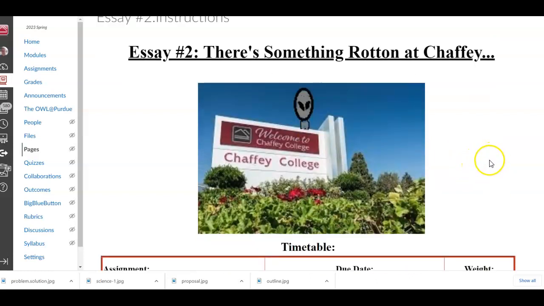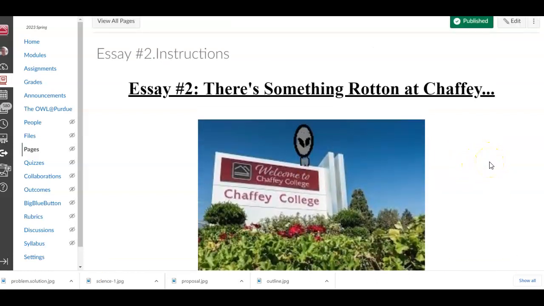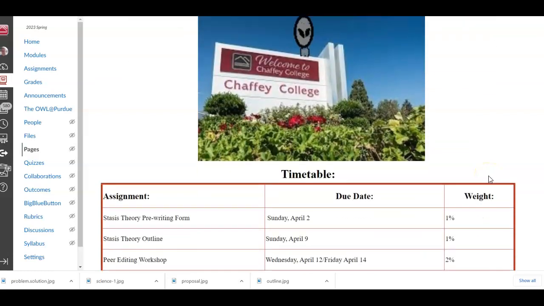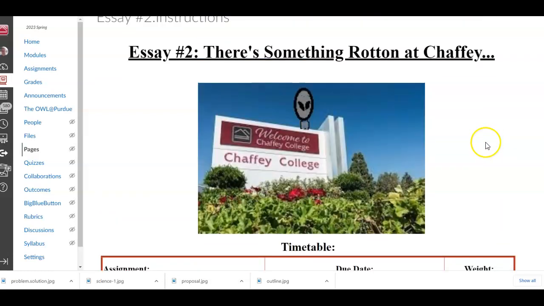Now, I'll be honest, I don't have a really great sample for this paper because I've been tweaking this paper design over the last few semesters, so what I did last semester with my students was very similar, but also had some significant changes. And I'll talk about that in my next video. But let's talk about the instructions for essay number 2.